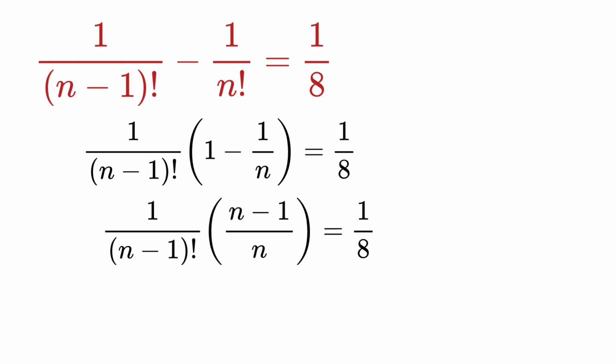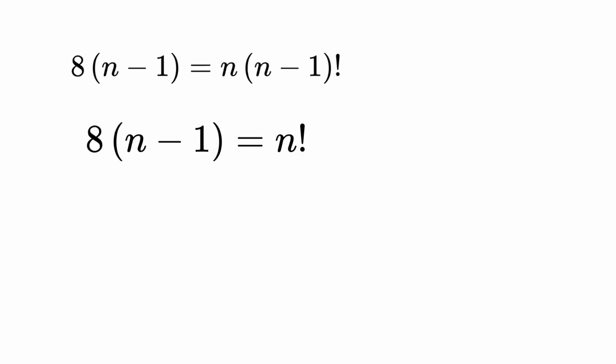Then do cross multiplication, then we get 8 into (n minus 1) is equal to n into (n minus 1) factorial. N into (n minus 1) factorial we can write as n factorial. So the same equation we got in the factorial method also. The remaining method is the same as the factorial method, by putting n is equal to 1, 2, 3 and 4. So we got the answer as n is equal to 4. So we are done now.